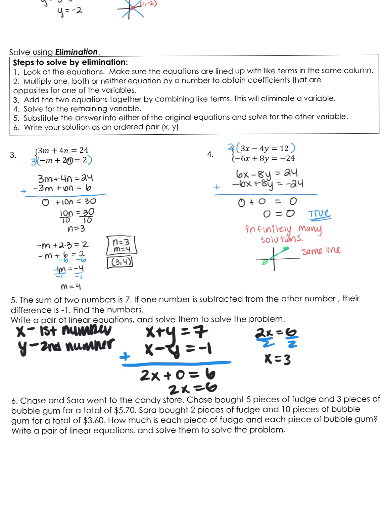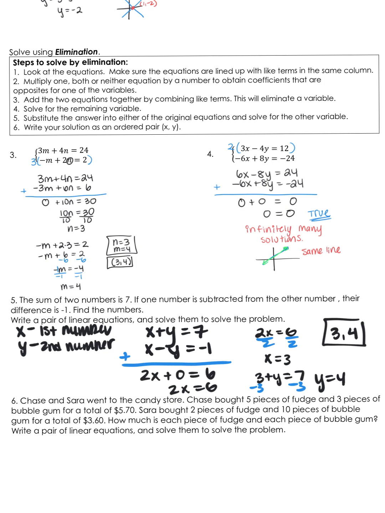Am I done? No. Plug it back into either equation. Doesn't really matter which one. They both don't have very many numbers in them. I'll plug it into the first one. 3 plus Y is equal to 7. Subtract 3 from both sides, and you get Y is equal to 4. So here our 2 numbers are 3 and 4. Because it said the sum of your numbers is 7, and when you subtract 1 from the other, you get -1, which 3 and 4, when you add them together, you get 7. Subtract 4 from 3, and you get -1.